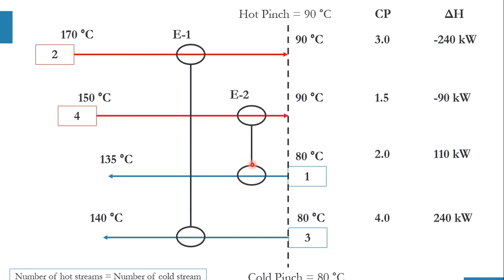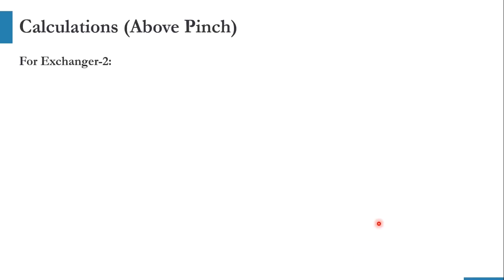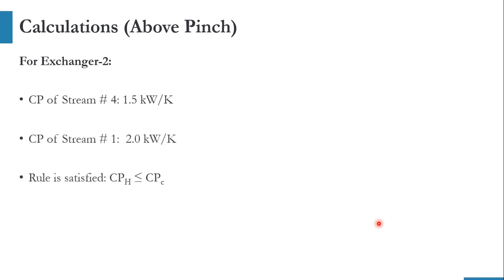Now we will check what the outlet temperature is over here. Remember, this is 150 to 90 degrees centigrade. It will completely exchange heat, but it is from 80 to what temperature? We have to compute that temperature in the system. So for heat exchanger number 2, Cp of stream number 4 is 1.5 kilowatt per Kelvin. Stream number 1 is 2 kilowatt per Kelvin.